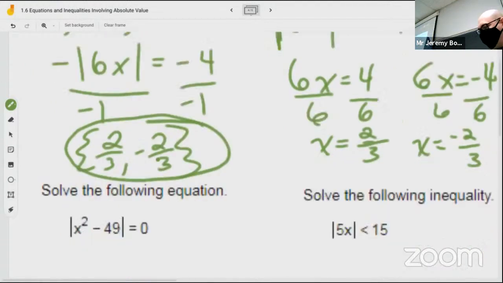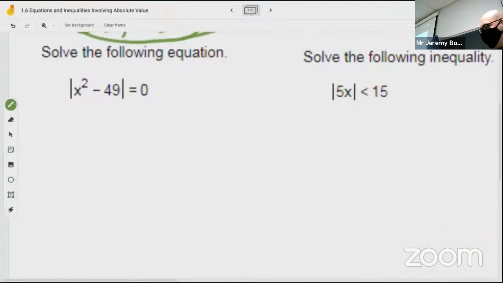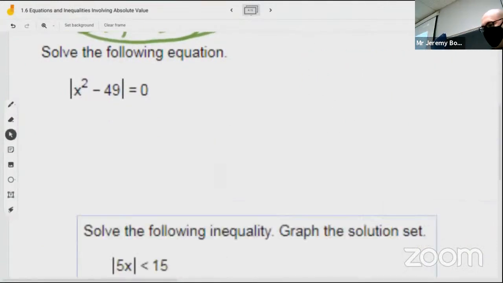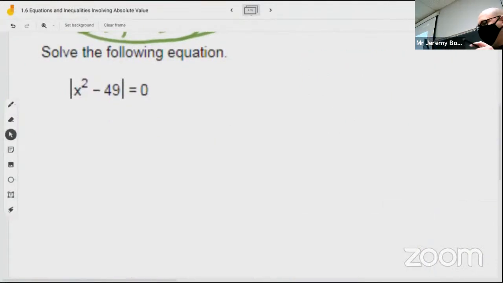All right, this one, a little interesting. The absolute value of x squared minus 49 is equal to 0. The absolute value is isolated, and it's equal to 0. So what does that mean? Does that have a solution? Is it like a viable thing? Can you take the absolute value of something and get 0? What do you think?